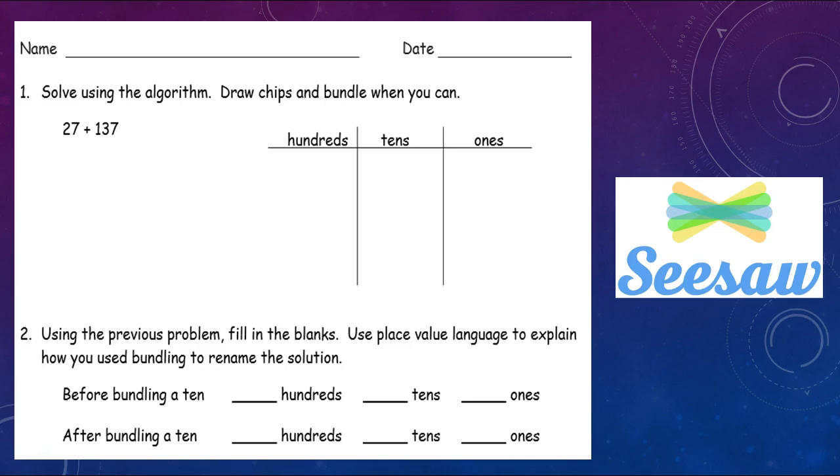It is now your turn. You need to solve this problem. You can set it up vertically and use the disc charts here. And then down here you need to use the previous problem, so this one right here, to fill in the blanks. Use place value language to explain how you use bundling to rename the solution. So before bundling a 10, what did you have up here? And then after you bundled the 10 over here, what did you have? When you're done, take a picture and Seesaw it to me. Good luck.